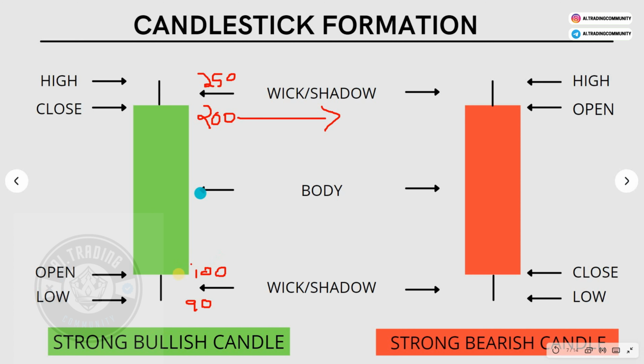So whenever the price closes higher than the open, it is a green candle. The body is green, and whenever the price is going down, the body is red. So if the open is 100, the low is 90, close 200, and high 250.